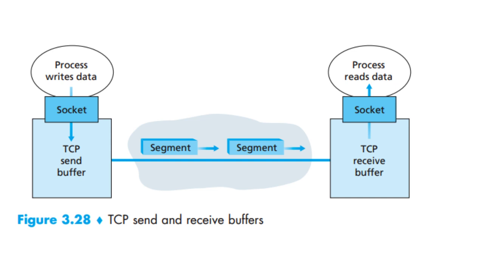Let's consider the sending of data from the client process to the server process. The client process passes the stream of data through the socket. As described in section 2.7, once the data is passed through the door, the data is in the hands of TCP running in the client. As shown in figure 3.28, TCP directs its data to the connection's send buffer, which is one of the buffers that was set aside during the initial three-way handshake.